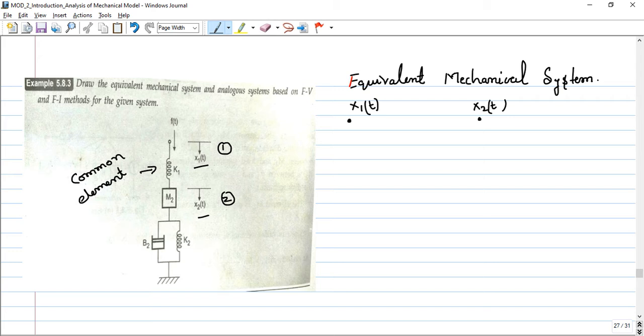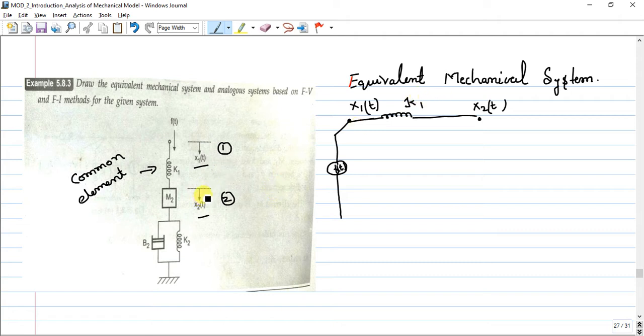So what will happen? This k1 will come in between the displacement x1 and x2. So this is a common element, so I will represent it in between x1 of t and x2 of t, that is k1. And I can make sure that I have an input to the first node, that is f of t. So this force will be the input, okay? So that will be f of t. Next, k1 common element is represented.